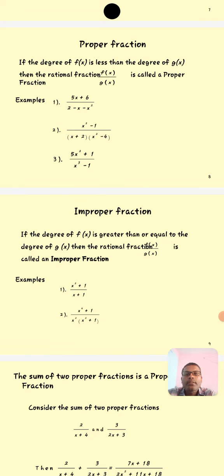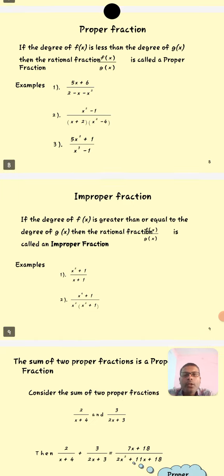x square minus 1. You observe the numerator degree is 2, the denominator degree is 3. So this is also called a proper fraction. And also observe example number 3, 5x square plus 1 divided by x cube minus 1. Here the numerator degree is 2, the denominator degree is 3. So the degree of the numerator is less than the degree of the denominator, so this is called a proper fraction. Are you clear?